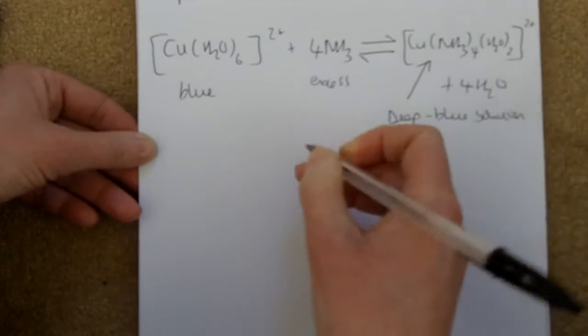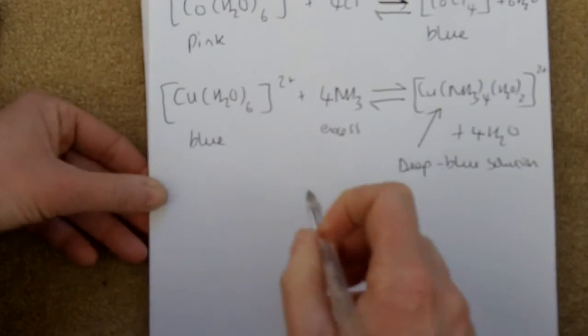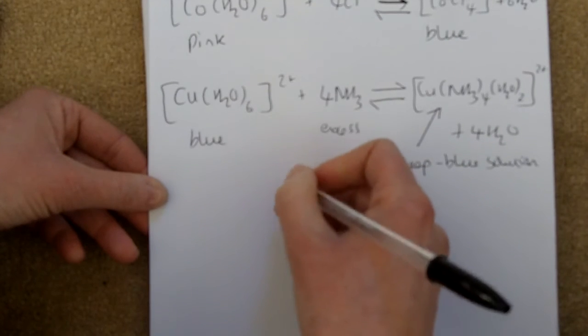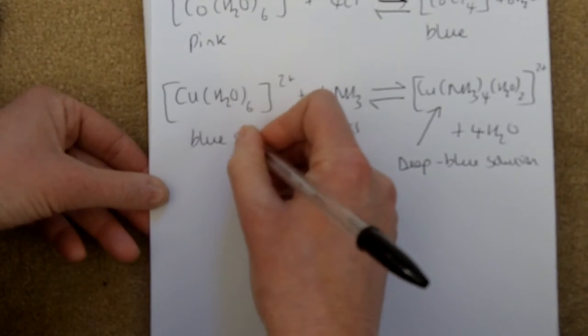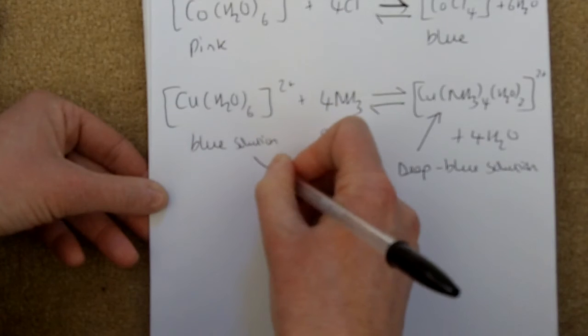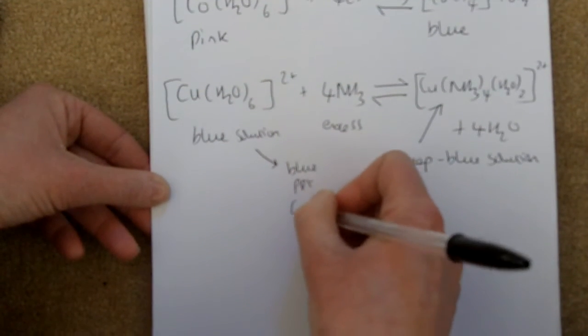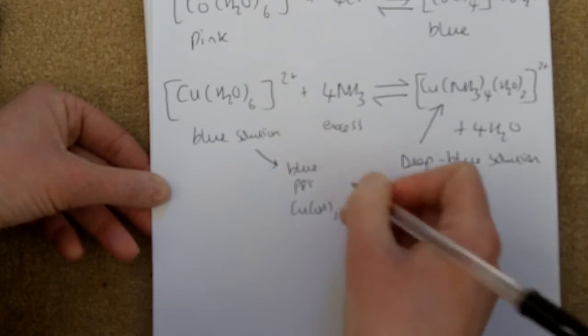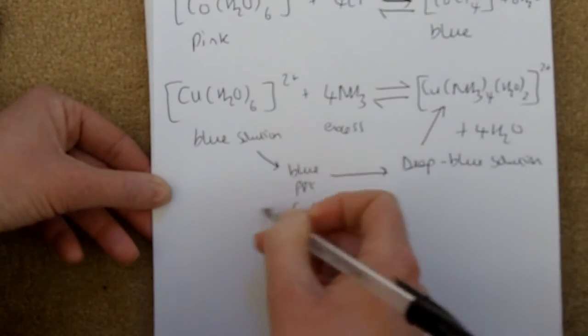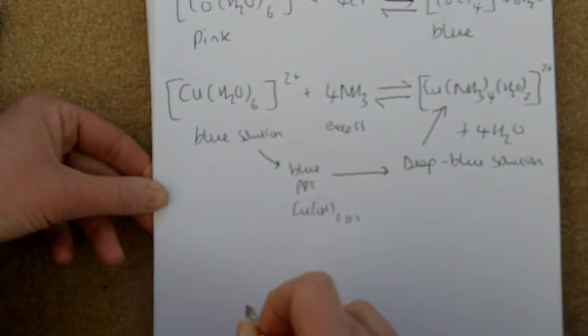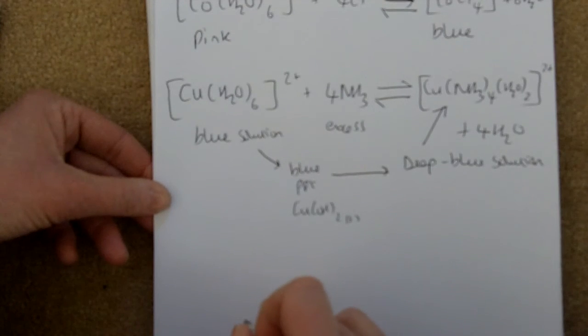But what you see first in this reaction, and you'll have a go at it in the lesson, first you'll see you get the blue solution, then you see a blue precipitate form, and the blue precipitate is copper hydroxide solid. You keep adding ammonia and you get the deep blue solution. Okay, anyway, that's called ligand substitution.